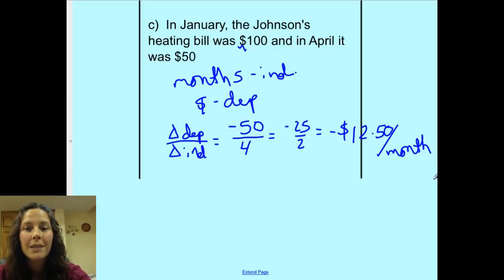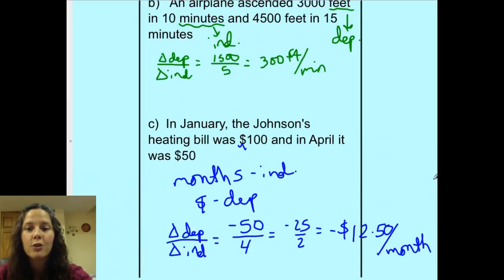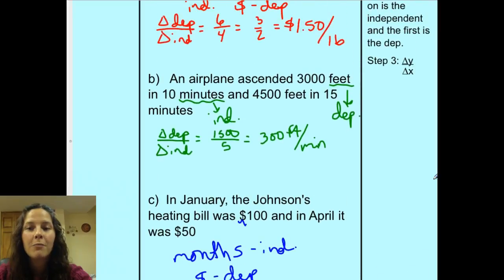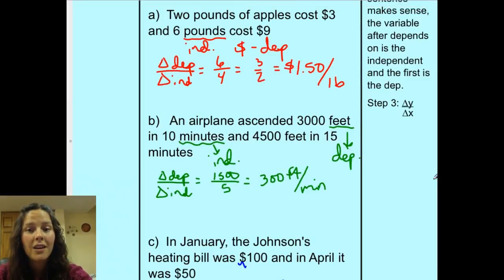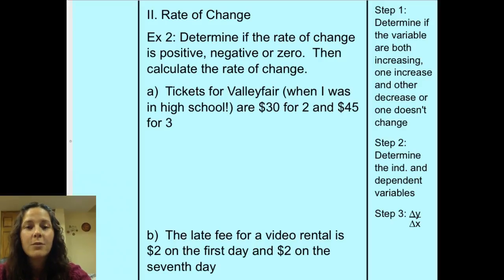So this one was an example of a negative rate of change. The other two we saw were both examples of positive rates of change. The more apples you buy, the more money you pay. And the longer the plane ascends, the higher in the air it goes. Next, we're going to take a look at determining positive, negative, or zero rate of change.